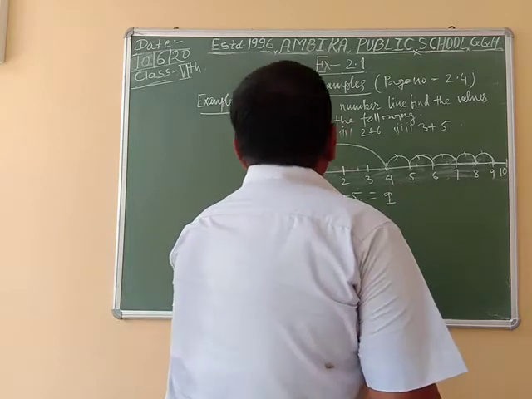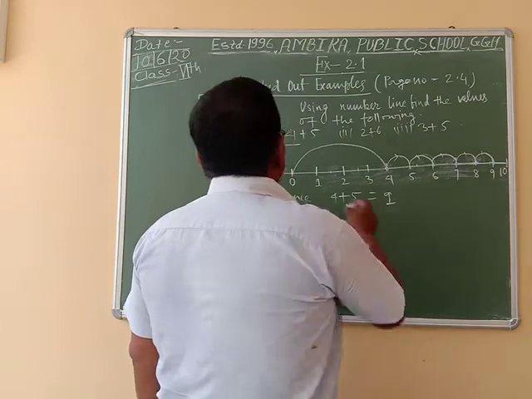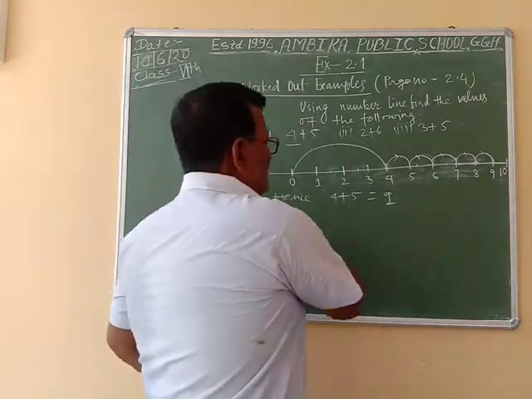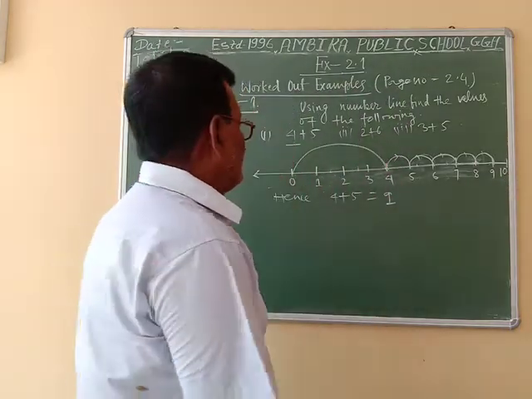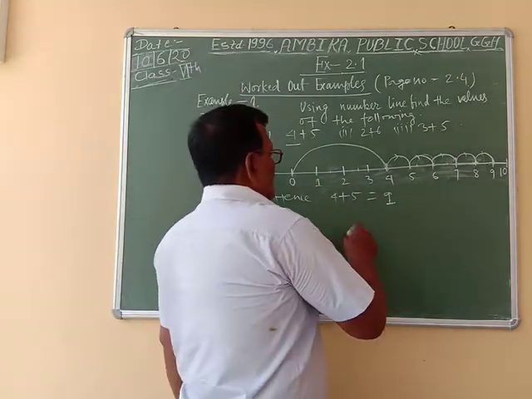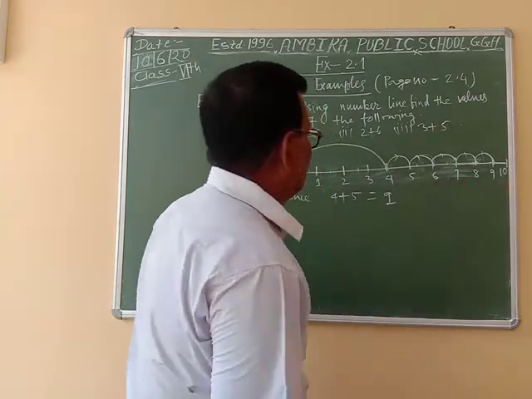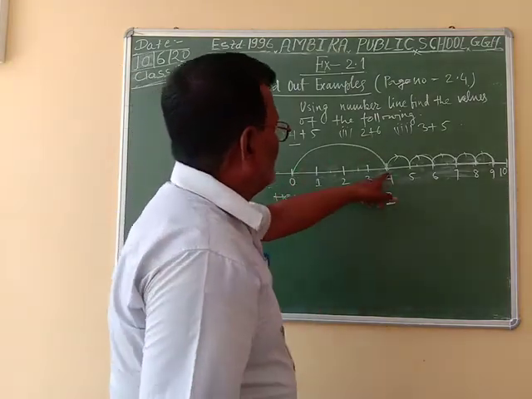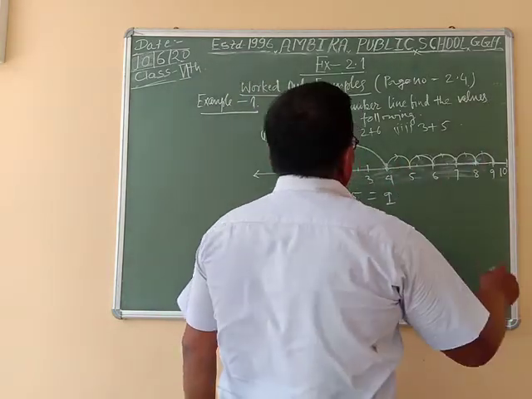First, I have to show 4 plus 5. What is the value of 4 plus 5 using number line? For this, we draw a number line and take a point O on it, and after equal distance, we mark the numbers by 1, 2, 3, 4, 5, 6, 7, 8, 9, 10 and so on according to the given numbers. Now, starting from 4, we move 5 steps towards right.